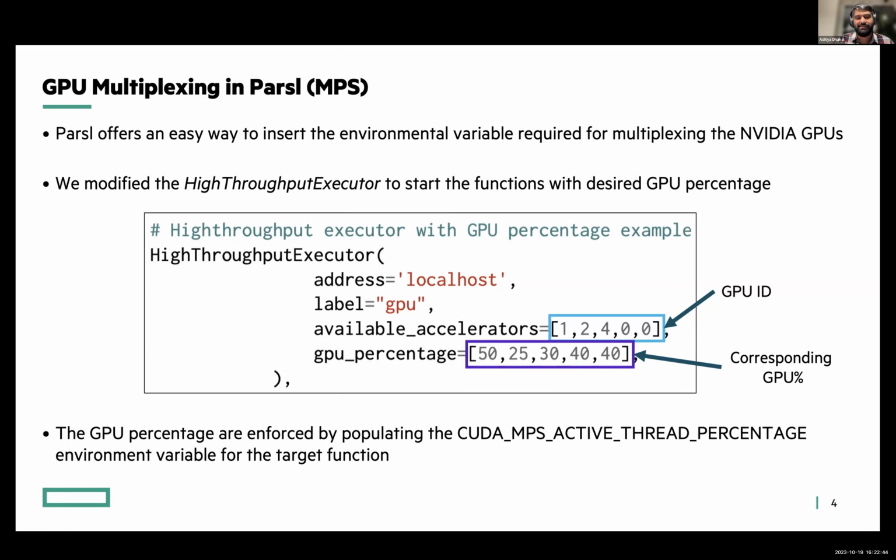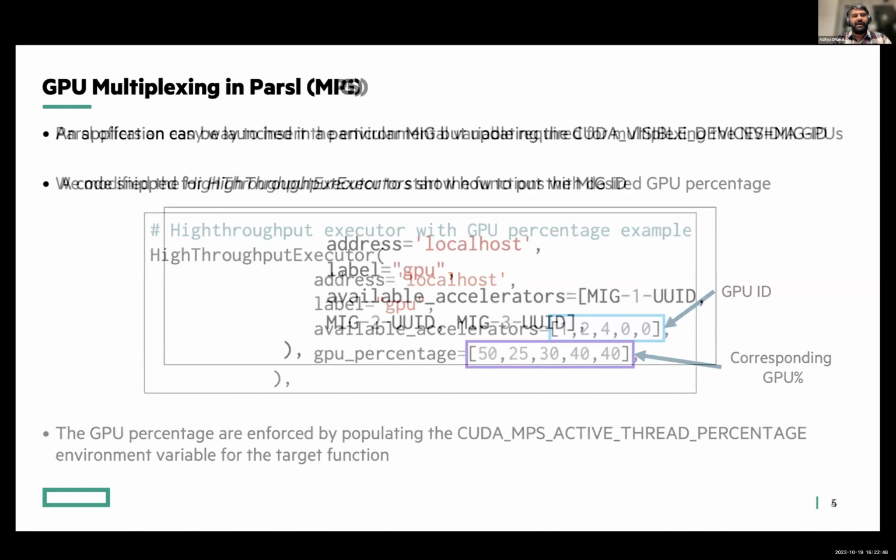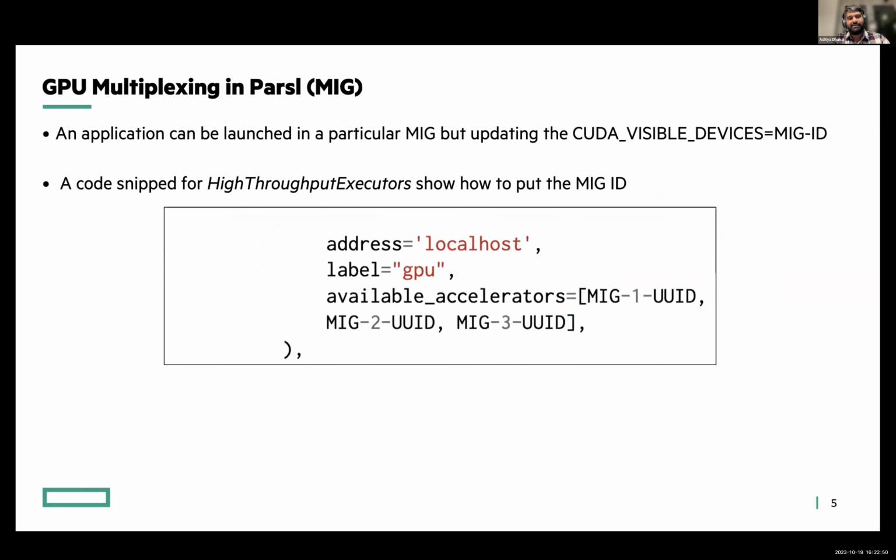This is the variable that activates the GPU percentage that the user defines. And in the case of MIG, the multi-instance GPU, it is even easier. The MIG has to be created by the user beforehand by some kind of script or manually. But what MIG does is give you an ID, similar to what a GPU device ID would be. It is called a MIG ID.